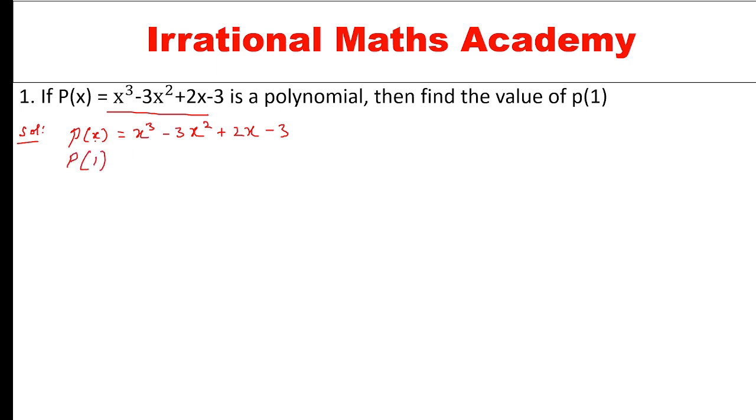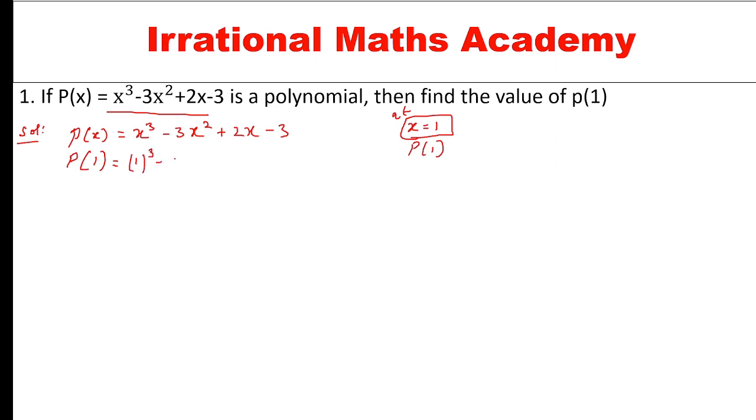Remember this one. Wherever there is x, in place of x we need to substitute the given value. If 1 is given, substitute 1. If 2 is given, substitute 2. Sometimes they may ask you to find the value at x equal to 1 or at x equal to 2, instead of giving p of 1. Is this clear? So wherever there is x, substitute the value here.